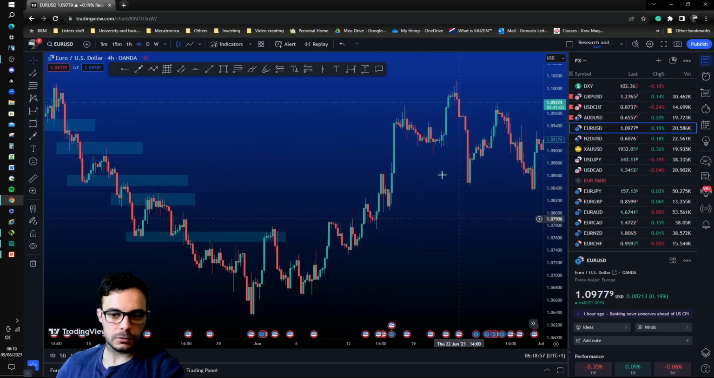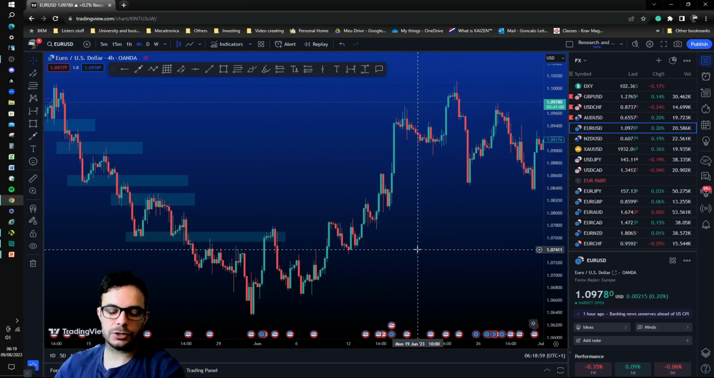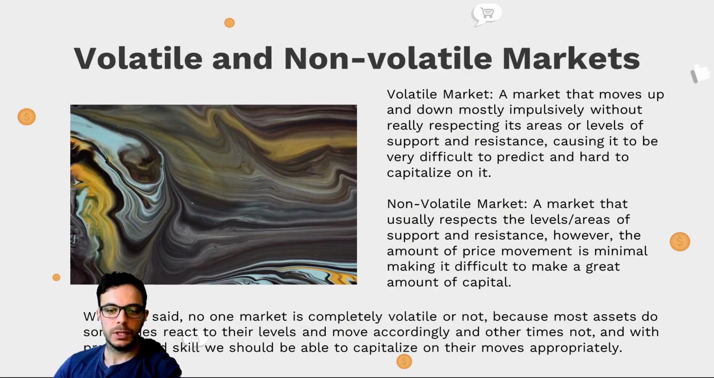So this is just how to identify volatile and non-volatile. It's just to understand that volatility is when the price is moving too quickly, irrationally, not respecting levels, and non-volatile is when it's respecting the levels most of the time, not making much movement in between those levels. With that said, with practice and skills, we are able to capitalize on the market movements, which takes a little bit of time to recognize what each one is doing, and with that, step by step, we can start improving ourselves and capitalize on the market movements.